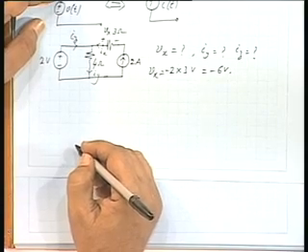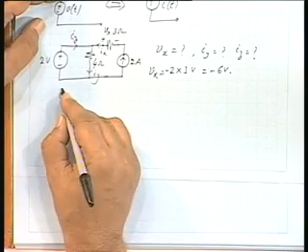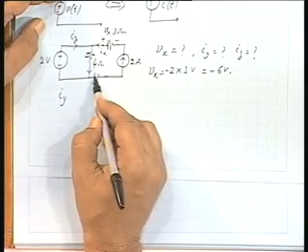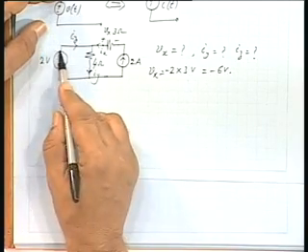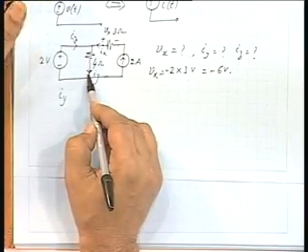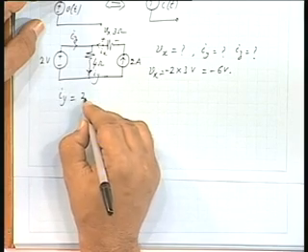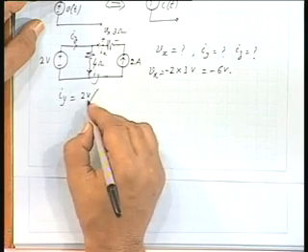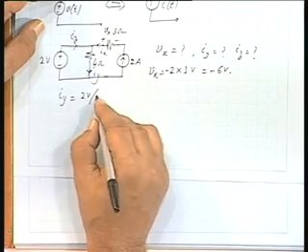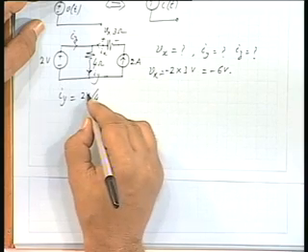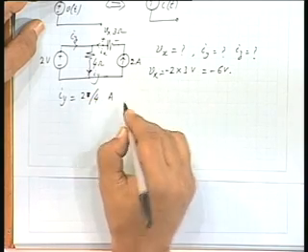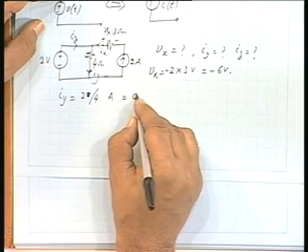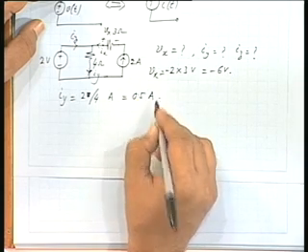Now, how much will be Iy? Could you please tell me what will be Iy? Iy, you can see 2 volts will be appearing across this. So, it will be 2 volts divided by resistance 4 ohms. I will not put volts and ohms, we can straight away write 2 by 4 amperes, that is 0.5 ampere. Is that all right?